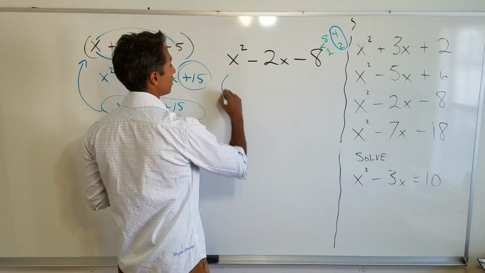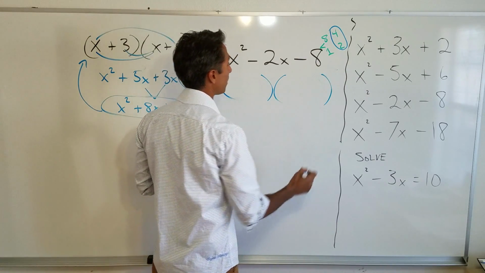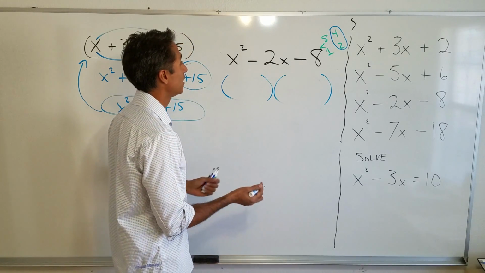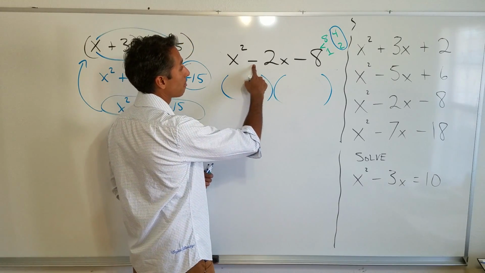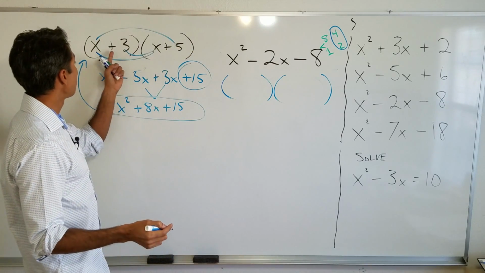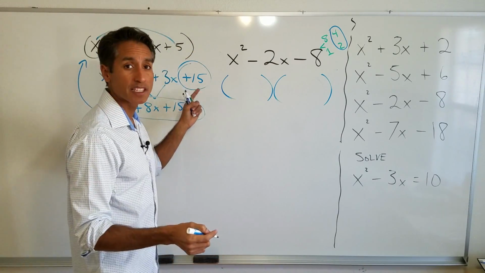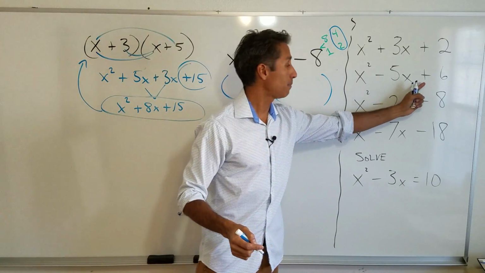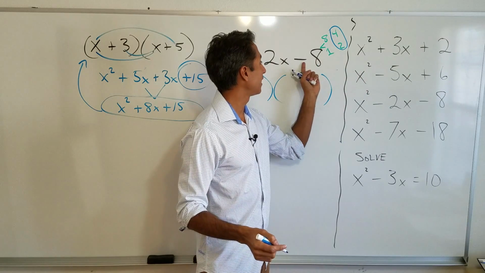All right, so let me draw these. And I guess we can just start plugging stuff in and see. We need a negative 2 in the middle and a negative 8 in the back. Now, up until now, a positive times a positive gives us a positive, and a negative times a negative gave me a positive, but now I need a negative.